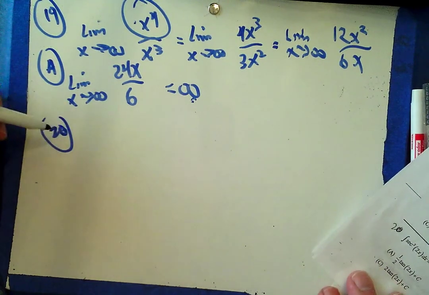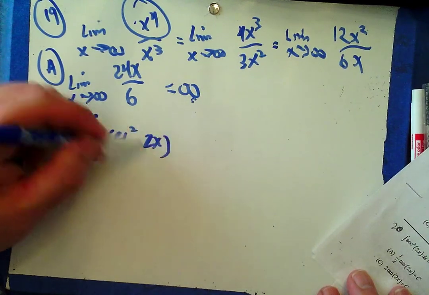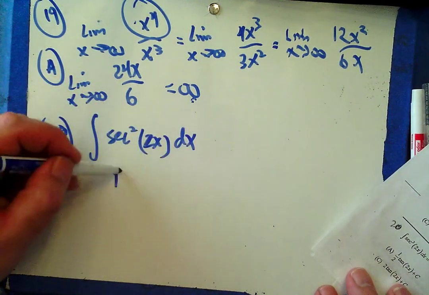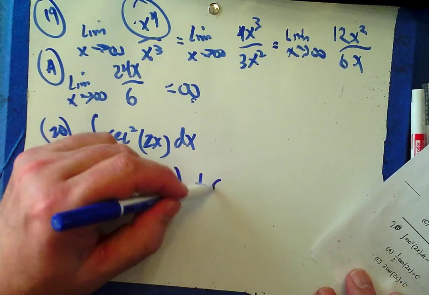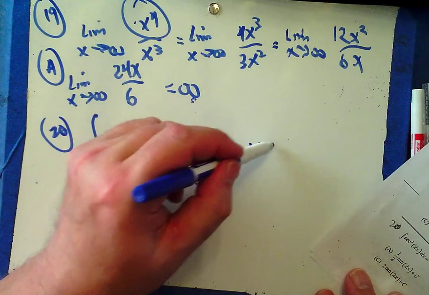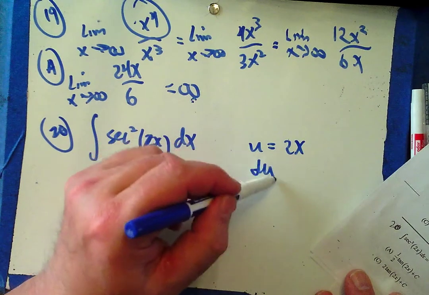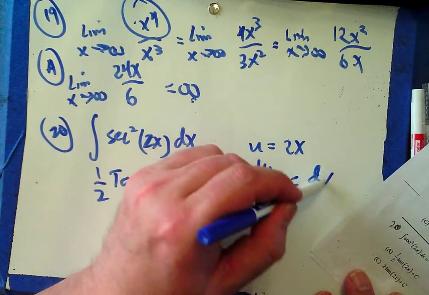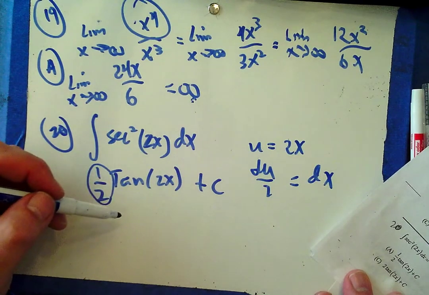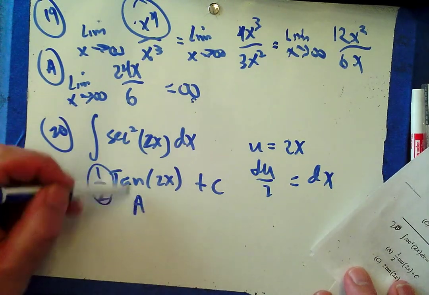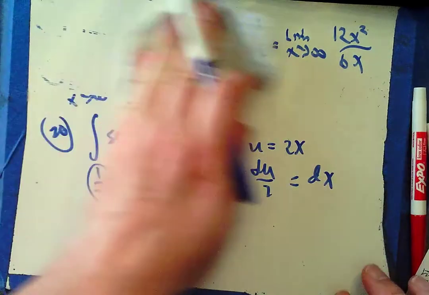20. 20 says, what's the integral of secant squared 2x dx? So that's going to be tangent 2x with a 1/2 out in front. If you're not sure about that, go with u equals 2x, and you'll see that du over 2 equals dx, and that's where that 1/2 is coming from. This is choice A. A for number 20. Okay, 21.